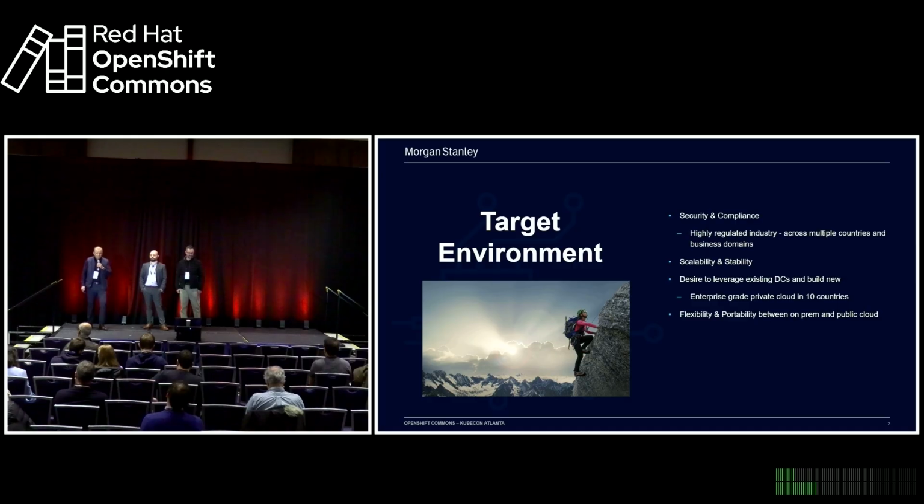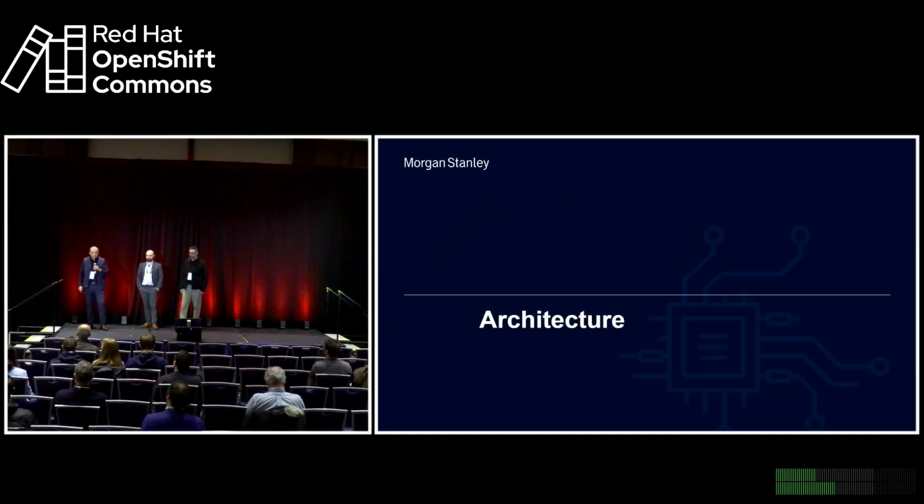We set out to build a platform with security and compliance in mind because we're in a highly regulated industry. Scale and stability was core to our design, and now we have over 400 OpenShift clusters globally. We also set out to build common tooling for our users so they can have a consistent user experience when interacting with on-prem and public cloud Kubernetes clusters. In this section, we'll be focusing on the platform architecture.